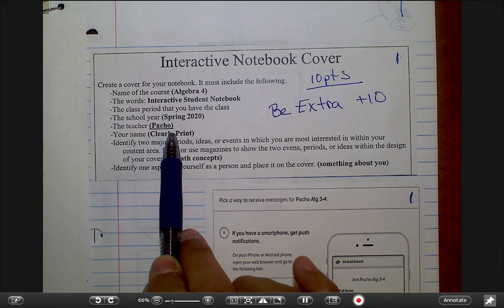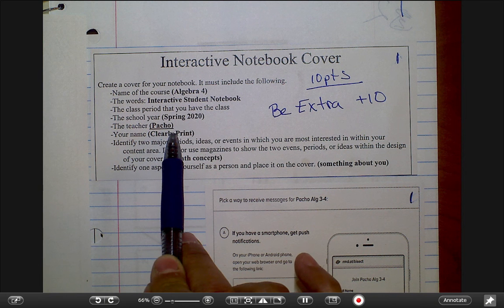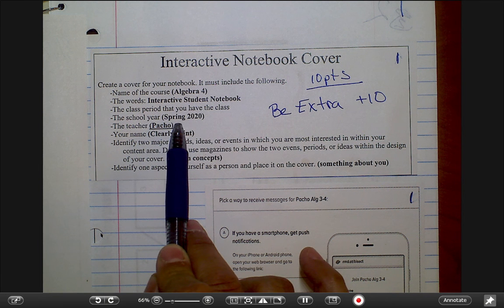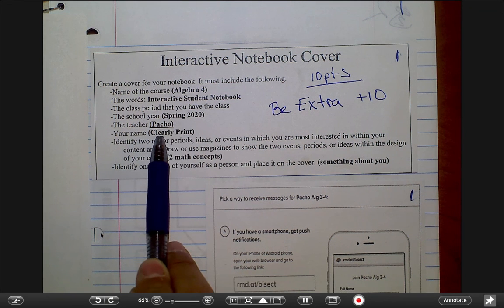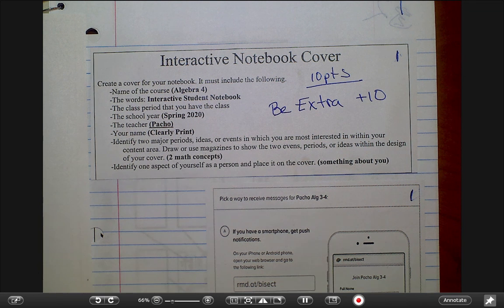This right here helps because if it is misplaced and it's found somewhere else on campus, it will come back to me, and it can find its way back to the student. Your name clearly, in big letters. Make it look good.